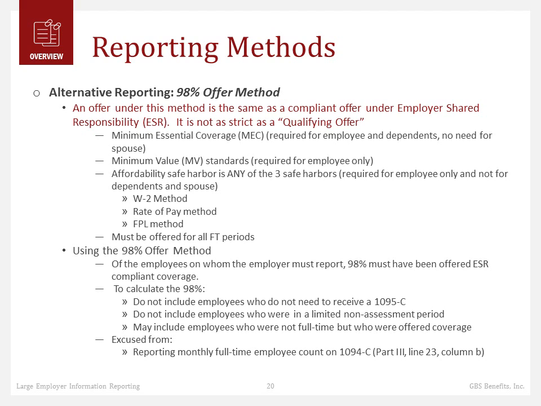So how do you calculate 98% of your employees that should have been offered, your full-time employees? Well, when you're calculating the 98%, you do not have to include employees who do not need to receive a 1095-C. In other words, you don't have to include employees who are not eligible or full-time under the rules. You also do not have to include employees who are in a limited non-assessment period. We're going to talk in more detail about what a limited non-assessment period means in a little bit, but for purposes of right now, I'm just going to tell you that that's kind of like an employee who's in a waiting period, who's eligible after their waiting period.